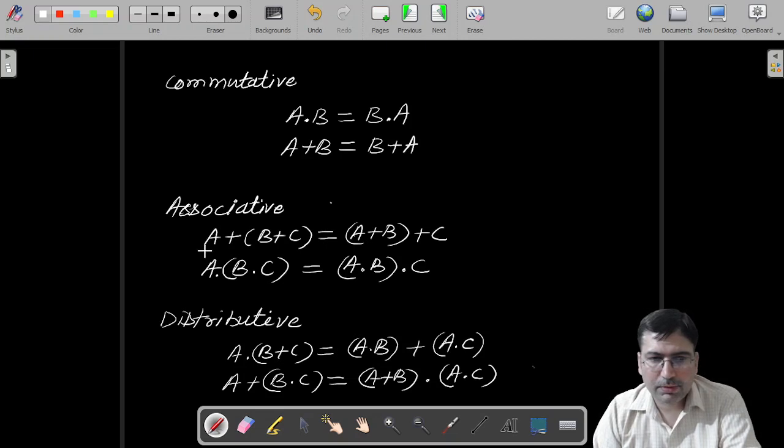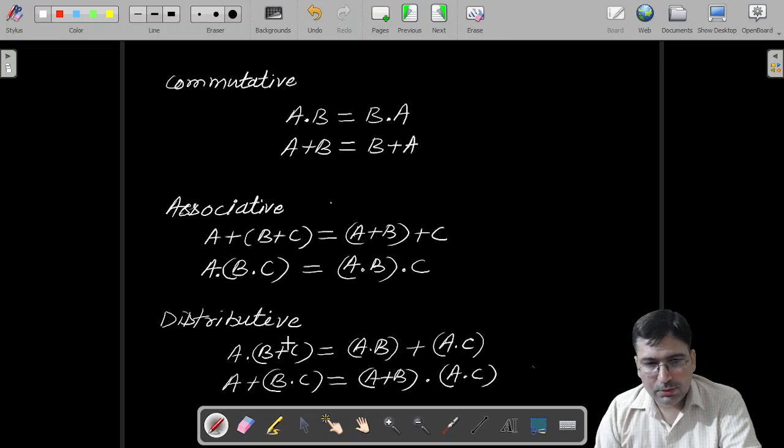Associative law: if it is written like A or B or C, we can associate it as A or (B or C), right? Similarly with AND also, we can associate B and C first, or we can associate A and B first and then operate this, so it will be equivalent only, right?